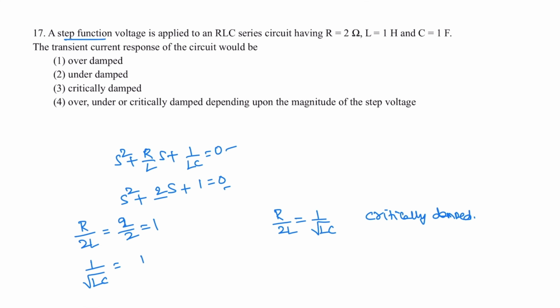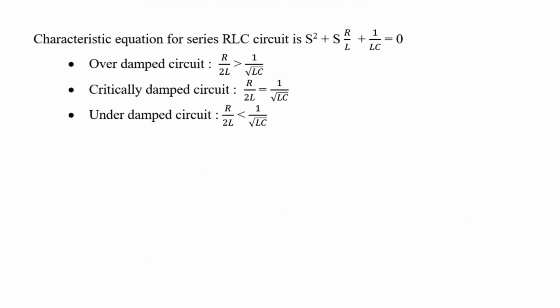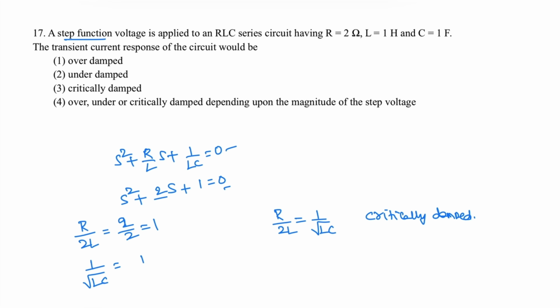Remember, the transient response is independent of the input voltage source, independent of the magnitude of the step voltage. So from this expression for the characteristic equation, for overdamped, R by 2L is greater than 1 by root LC. For a critically damped system, R by 2L is equal to 1 by root LC. For an underdamped system, R by 2L is less than 1 by root LC. So for this case, R by 2L is 1 by root LC. Therefore, the system is a critically damped system.